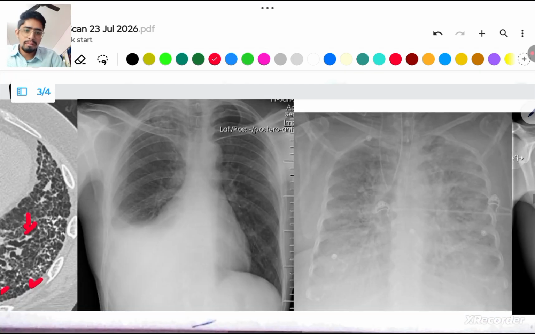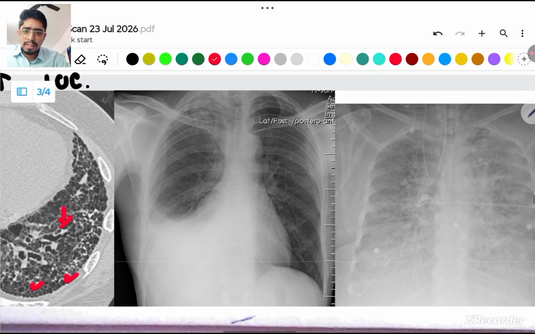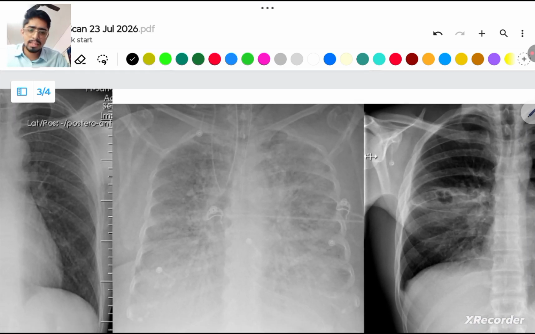Now, what is this? This is your meniscus sign, which you see in pleural effusion. So let's mark it. This is your pleural effusion.